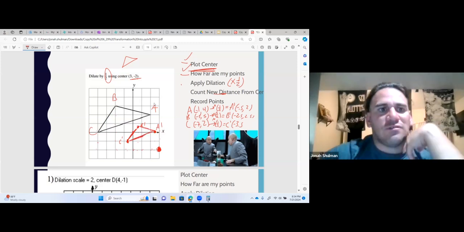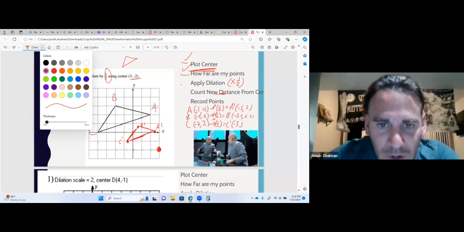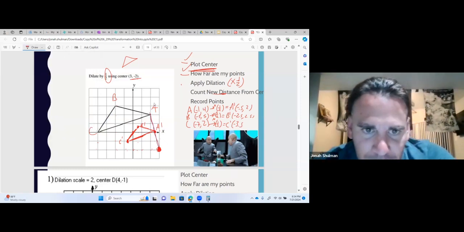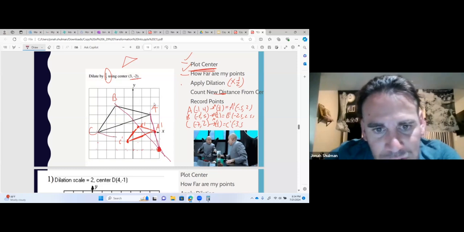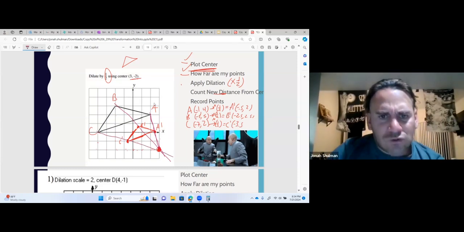Now, I always tell my students to connect the dots using a ruler. It'll be hard here, but basically it should always look like a 3-dimensional image hitting the center of dilation. See? It's like it's growing. Then you just record the points.